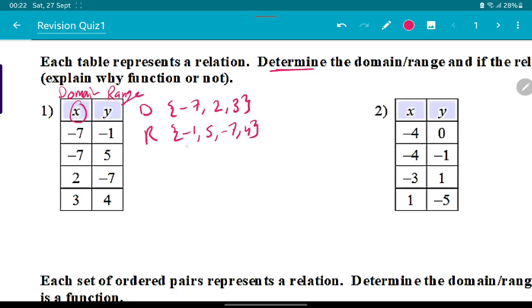We can put them in order from lowest to highest, and it's okay to put them without order, but don't repeat any repeated answers or any repeated values. To determine whether it's function or not, for the input, each input should have only one output. For this case we have -7. It has two different outputs, which will not make this a function. So this is not a function, because for the -7 it has more than one output.